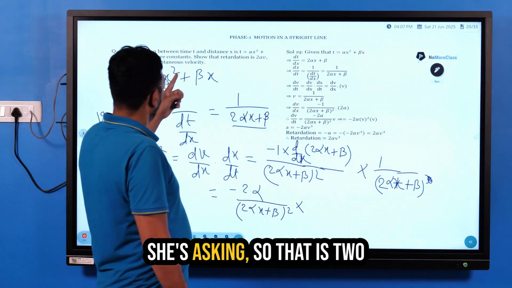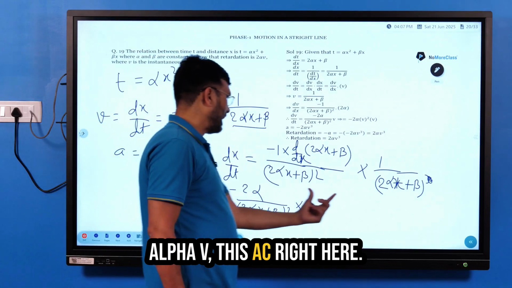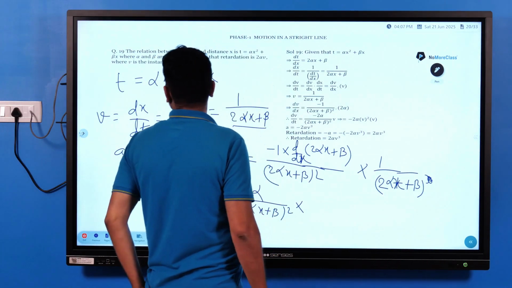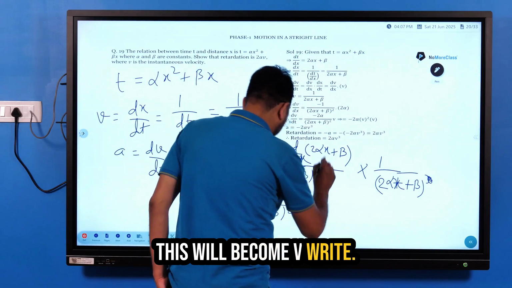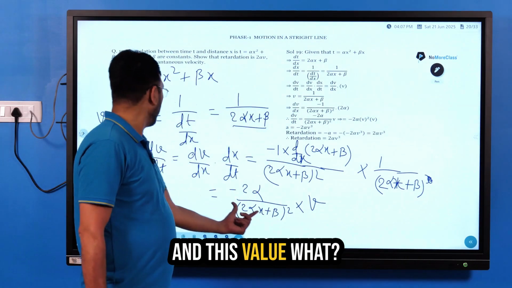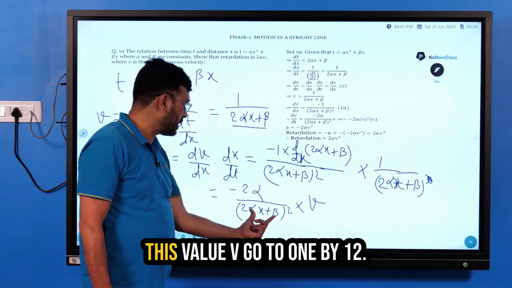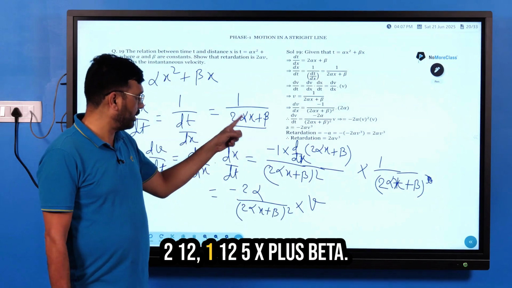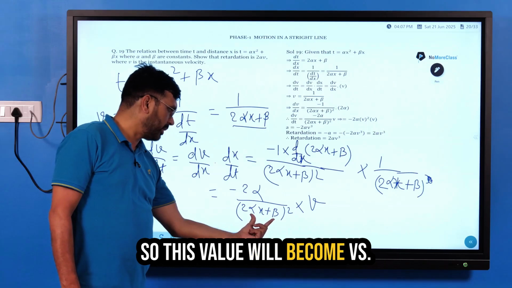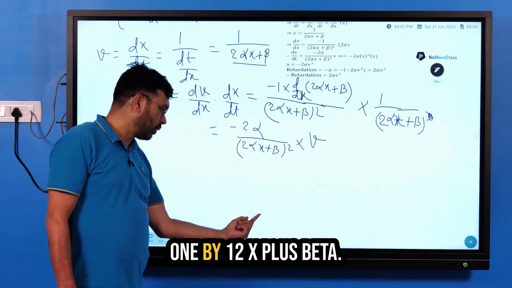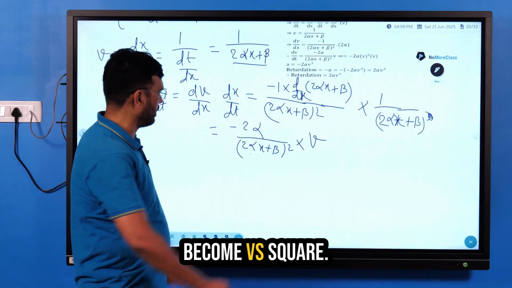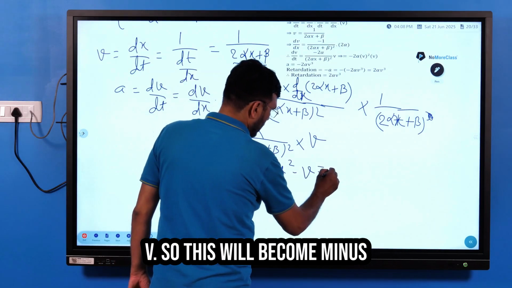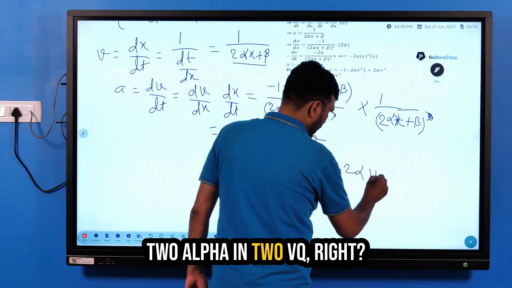And this value I got, this is nothing but v actually, right? So it's asking whether the retardation is 2 alpha v. This part will become v, right? And v is equal to 1 by 2 alpha x plus beta. So 1 by 2 alpha x plus beta the whole square will become v square. So this will become minus 2 alpha into v square into v, which is minus 2 alpha into v cube, right?